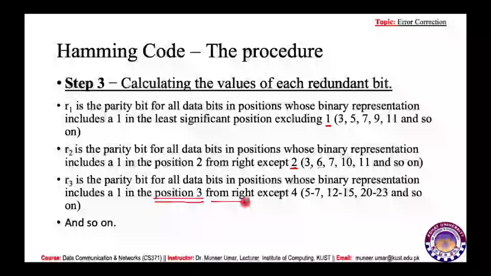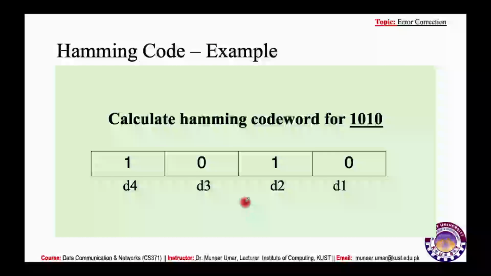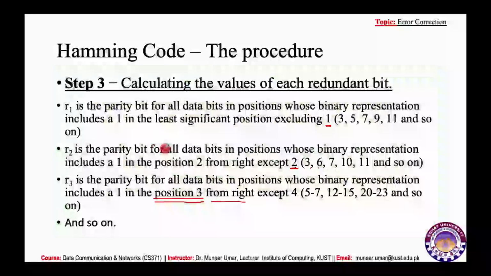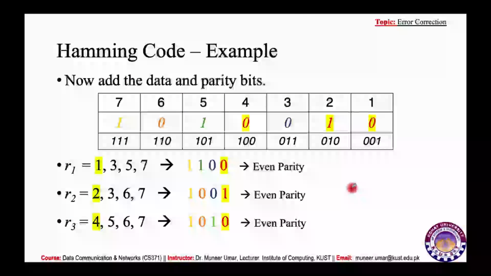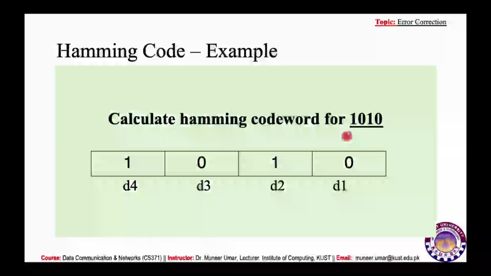Now we will have an example. Calculate the Hamming code word. We can also call the calculated result the code word. Now this is actually the code word, data plus the parity bits. This is called the code word. So calculate the Hamming code word for 1010. This is the data which has to be transmitted.